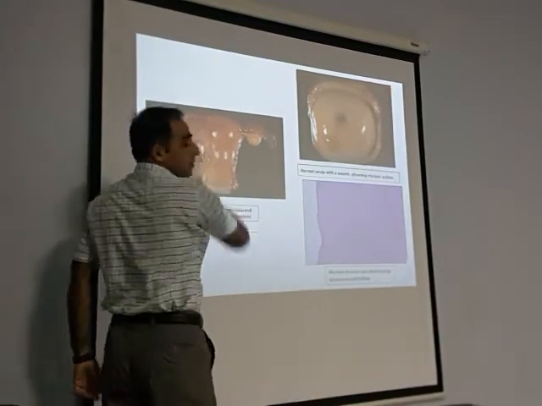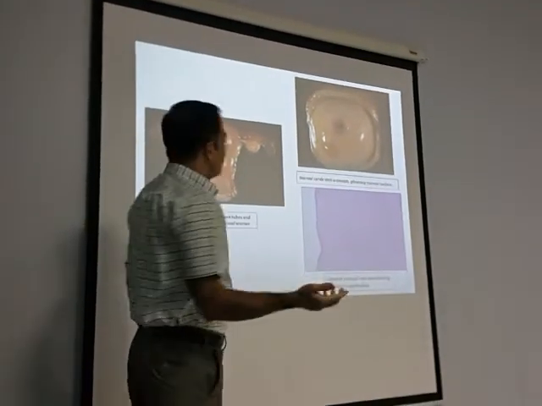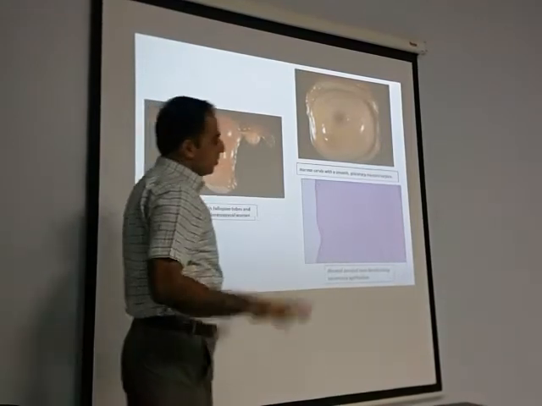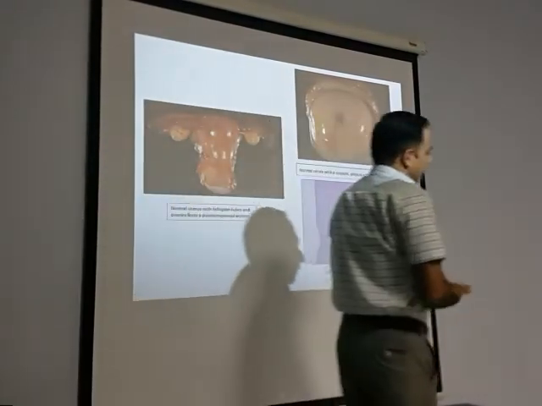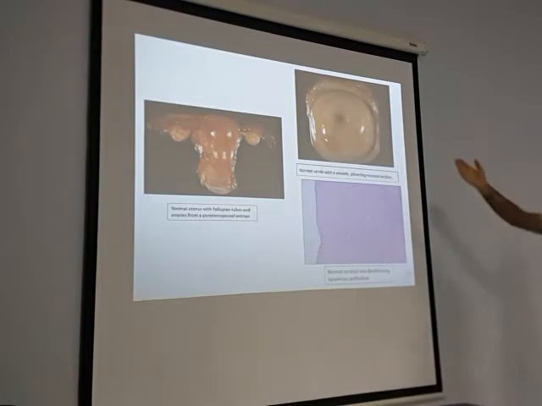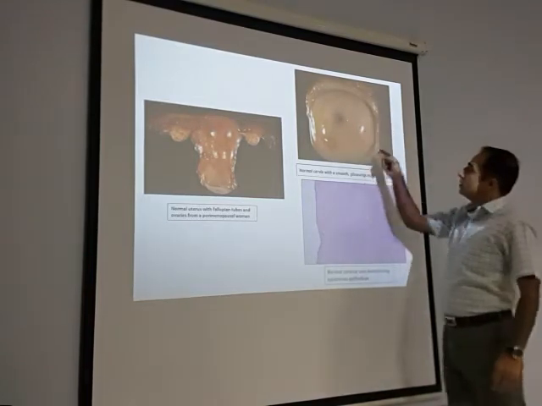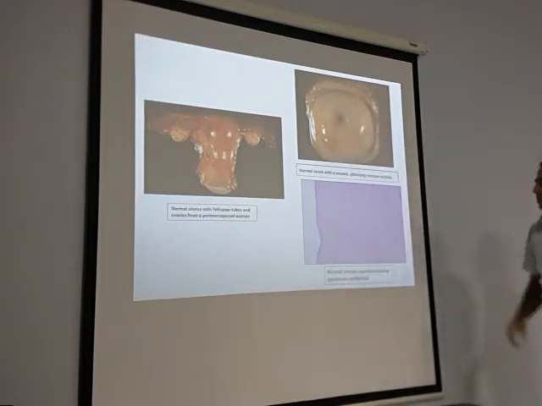This is the fallopian tube. And this is the cervix when you see it from below. This one, this is the opening. This is the cervix, and this is the normal cervical non-keratinizing squamous epithelium.